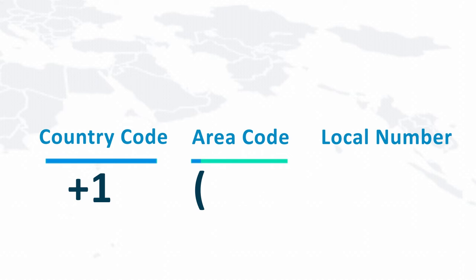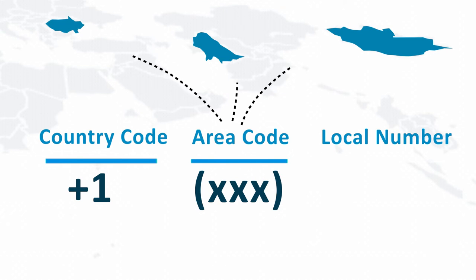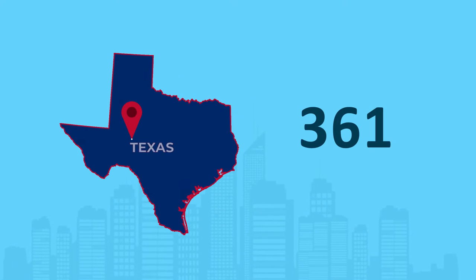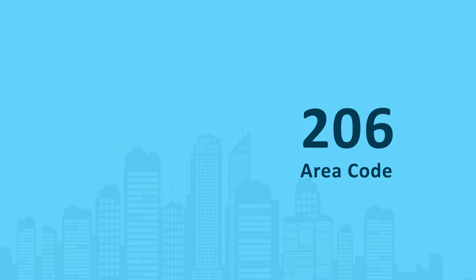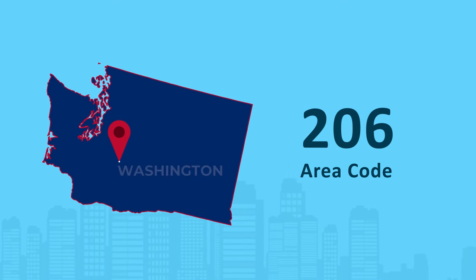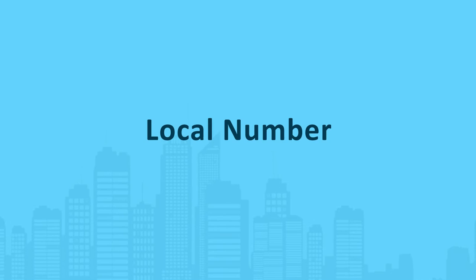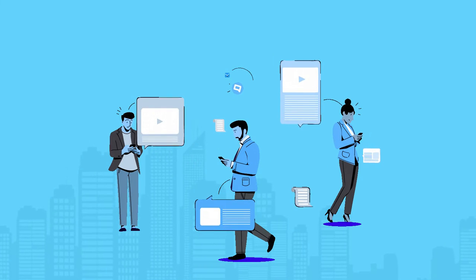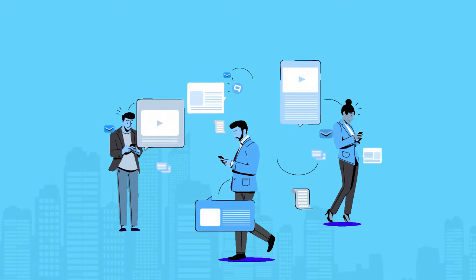The area code is a three-digit number that helps route your call to a specific geographic region within the vast landscape of the U.S. For instance, 361 is an area code for Texas, while 206 is the area code for Washington. The local number, consisting of 7 digits, is the unique identifier for the individual phone line.